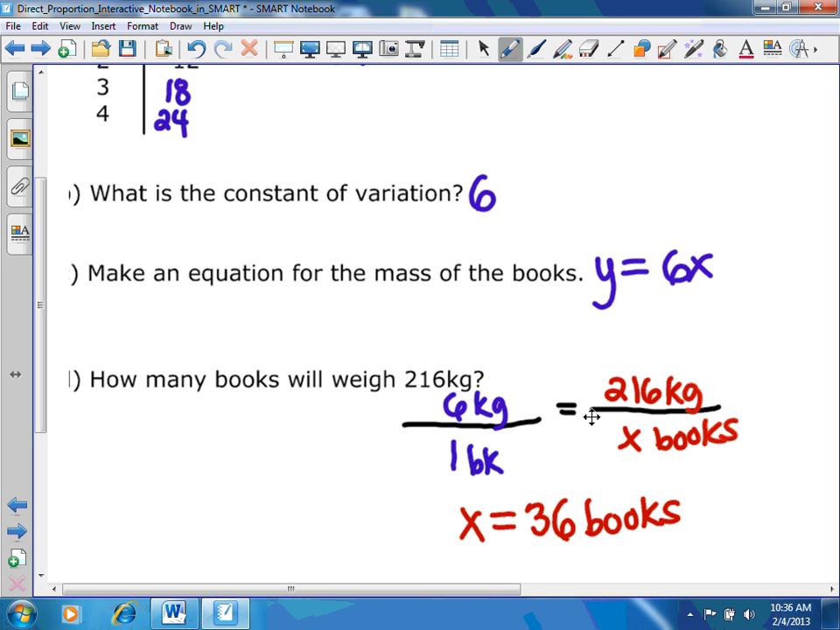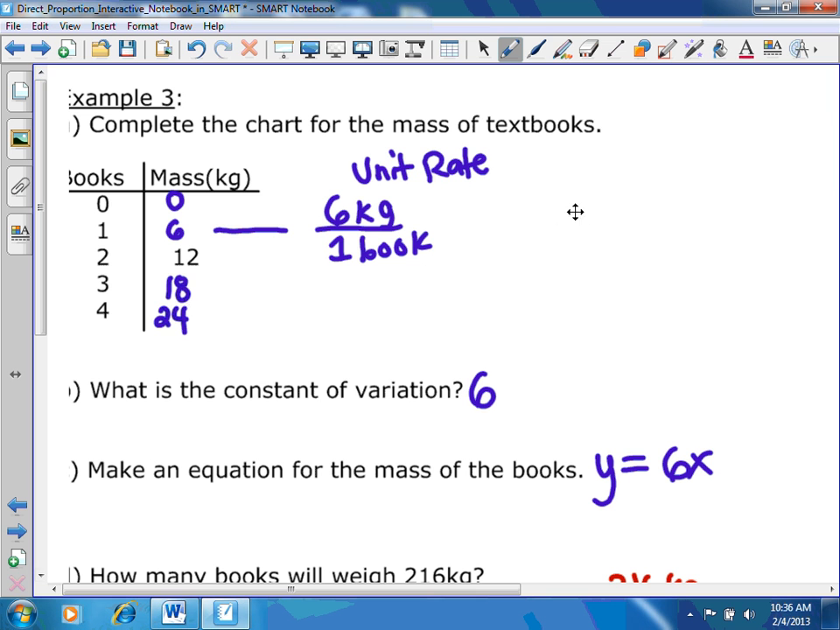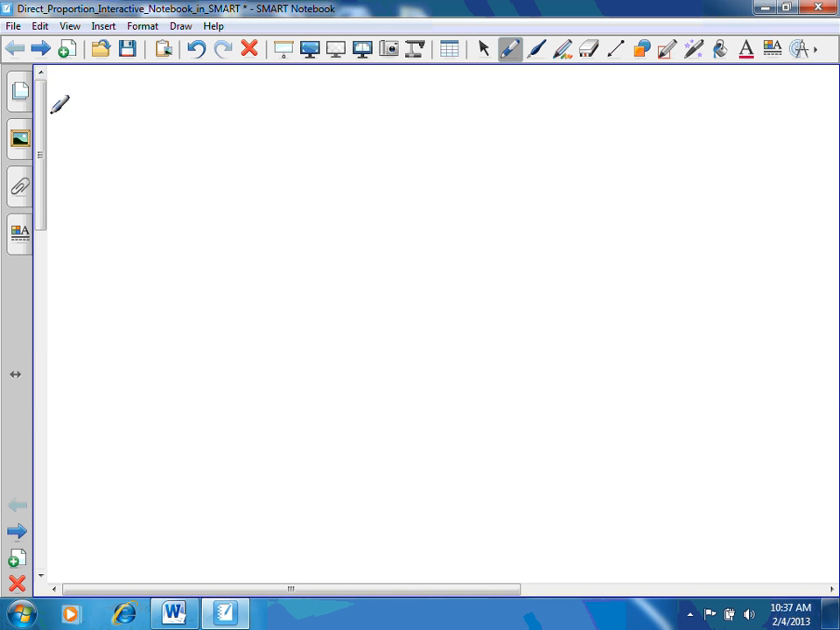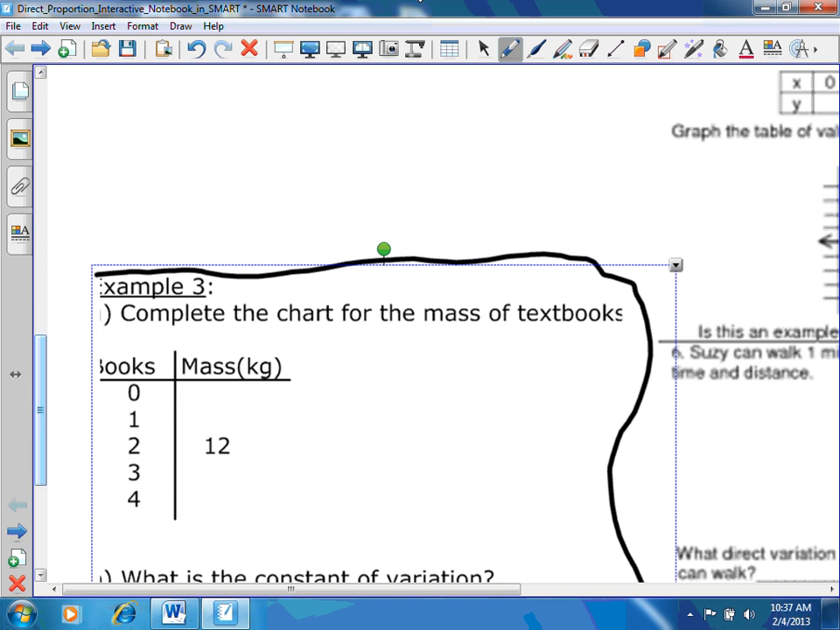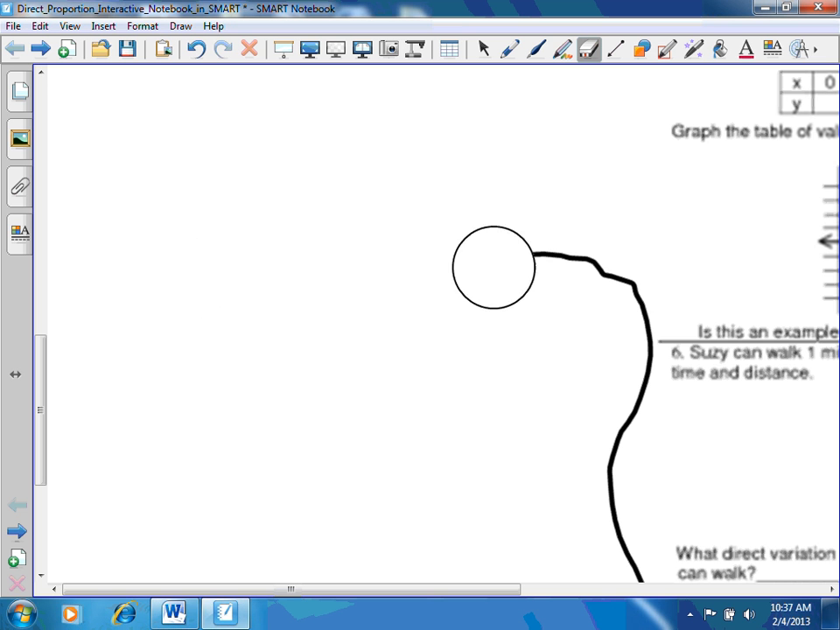So this takes everything we learned last week and lumps it together in direct variation, okay? You've got to be able to find that unit rate to solve these questions. Okay, which picture goes with this? Okay, glue the books. Alright, that takes care of that problem.